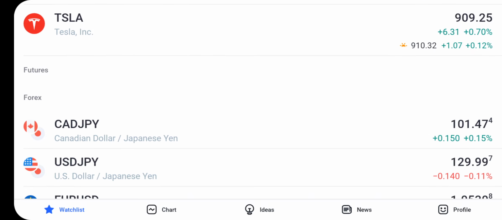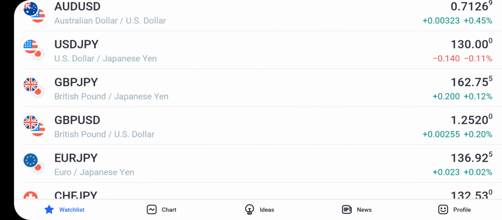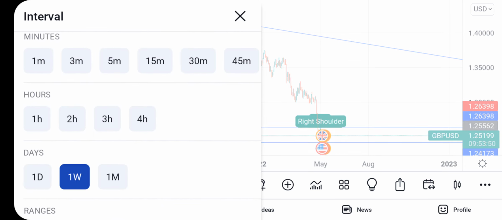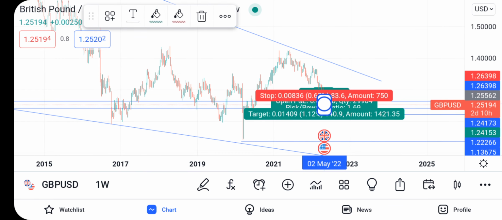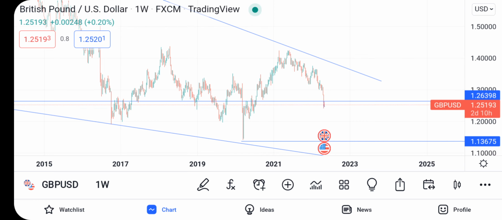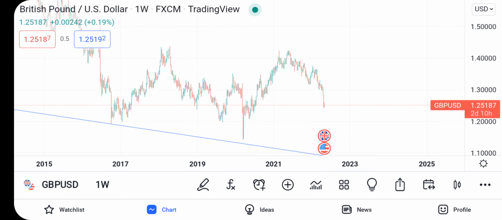I'll switch now and go to these pairs. I'll check pound dollar. Let me see if I can spot something there. I think I took a trade on this one, maybe last week, if I'm not mistaken. I'm trying to delete everything, guys. Sorry for that.